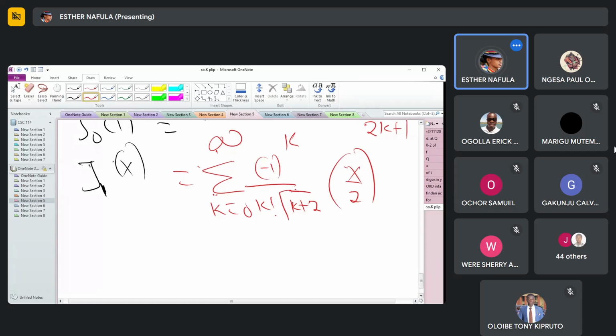What is J1 of x? Plug in a few values of k. When k is 0, you have minus 1 power 0 over 0 factorial, gamma of 2, x over 2 raised to power 1. So what is the first term? X over 2 power 1 for k equals 0. So J1 of x is x over 2. That's the first term. The second term? When k is 1?